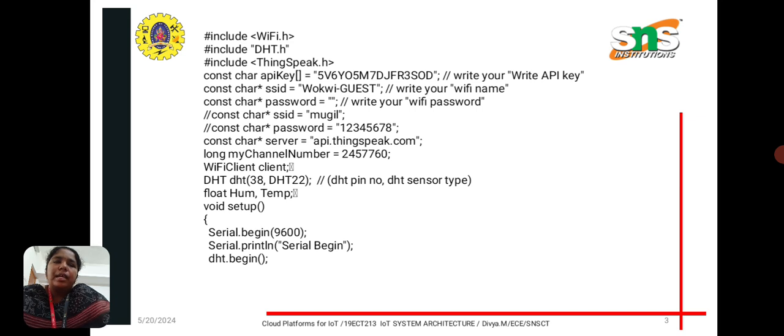Then in the code, we first include the library files like the Wi-Fi module, DHT sensor module, and ThingSpeak API. And we have to create an API key for connecting to the channel that we created in the previous slide. We have to give the Wi-Fi credentials like username and password, and we have to call the server, api.thingspeak.com, and give the channel number we have created before, and the Wi-Fi client ID.